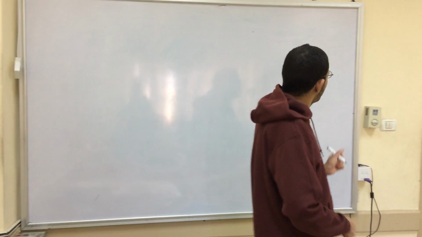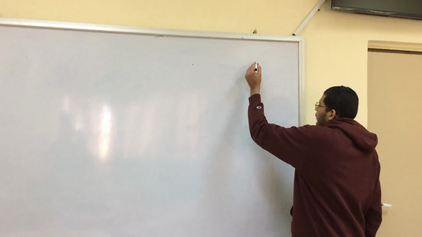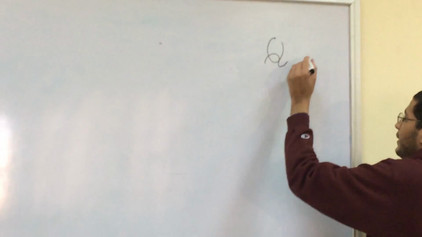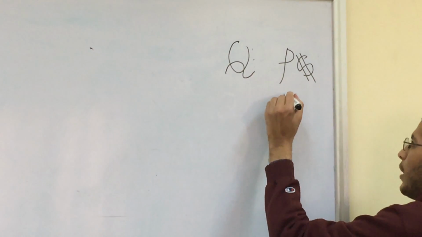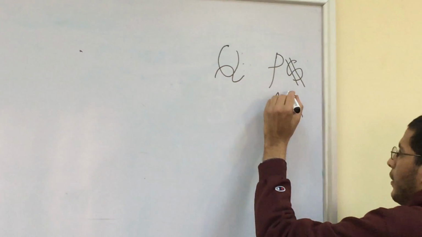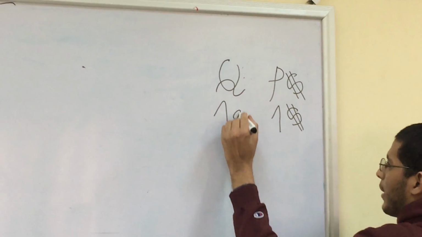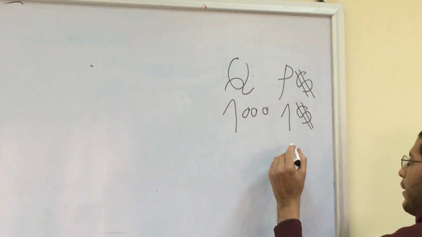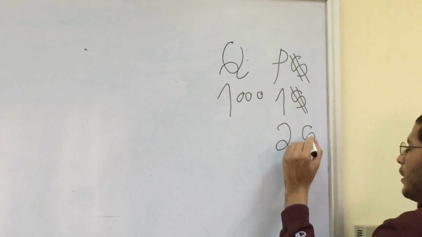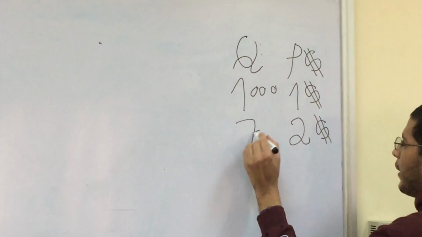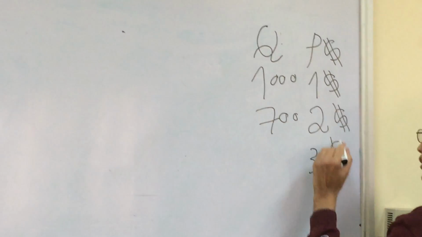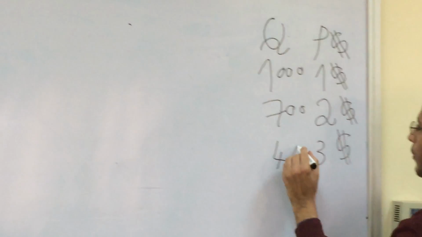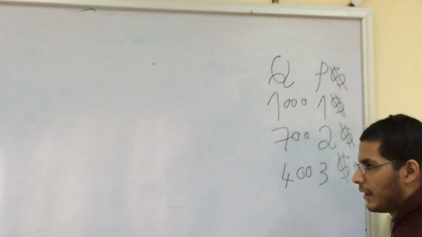Now, let's plot the demand schedule of a chocolate factory. This is quantity, and this is price. If the price is $1, the quantity sold may be 1,000 units. And if the price is $2, the quantity sold will be 700 units. And if the price is $3, the quantity sold will be 400 units.